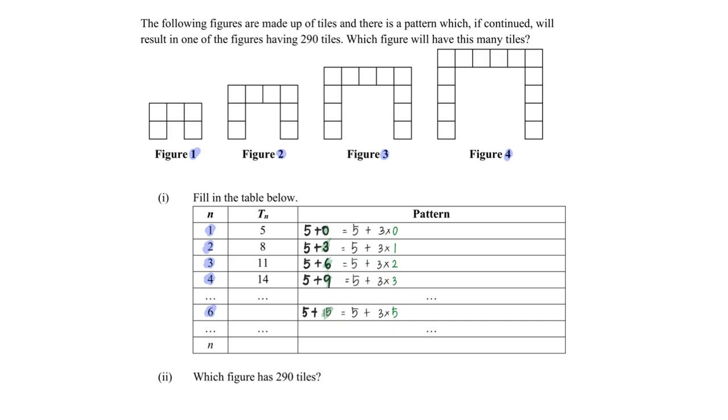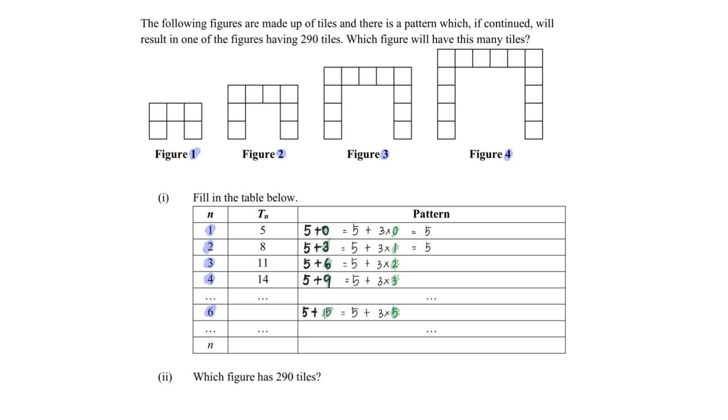And I start to see the pattern already. If the position is 1, I will get 3 times 0. If n is 2, 3 times 1. n is 3, 3 times 2. n is 4, 3 times 3. n is 6, then this will be 5. So let's continue to finish off the pattern.